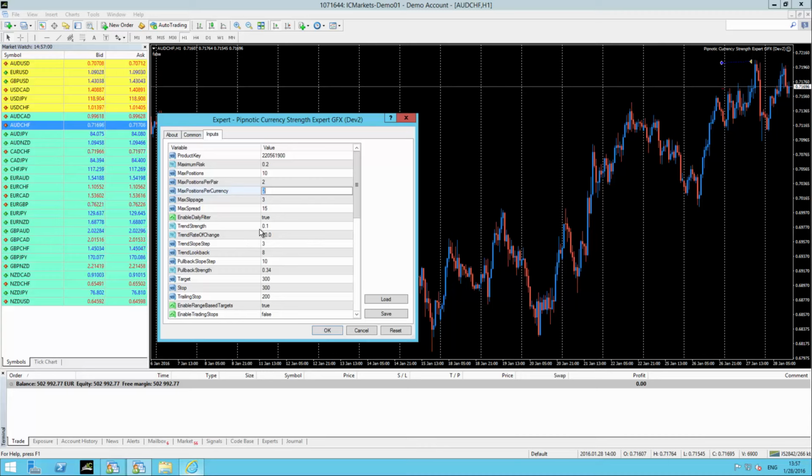Then I have a lot about the strength, which would mean nothing to you because you don't understand the logic. And then there's something about rate of change and stuff like this. And then we have the pullback information here. This is cool because the robot is trading currency strength only, exclusively currency strength. The trend is defined by the currency strength, and the pullbacks are also defined via the currency strength.